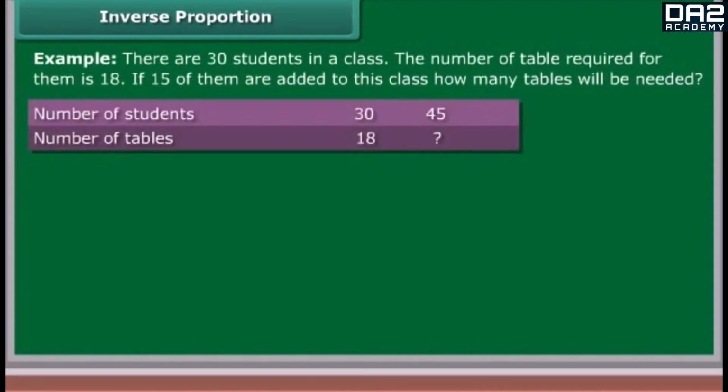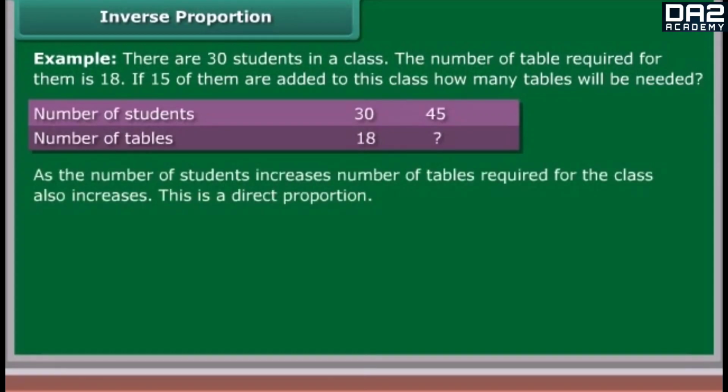Example: there are 30 students in a class. The number of tables required for them is 18. If 15 more students are added to this class, how many tables will be needed? As the number of students increases, the number of tables required for the class also increases. This is a direct proportion.